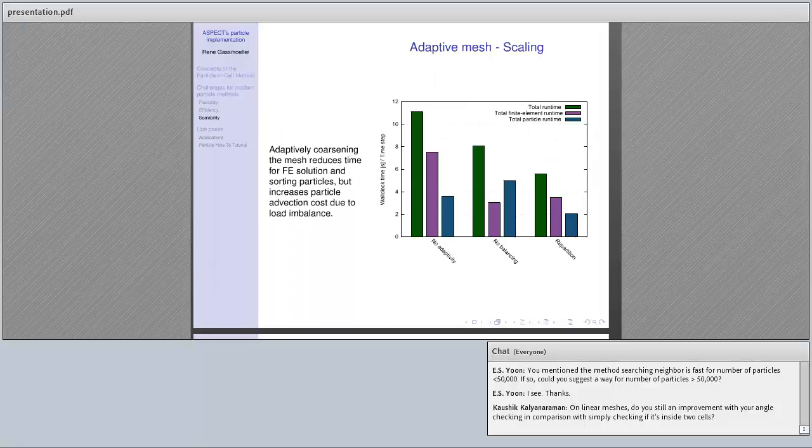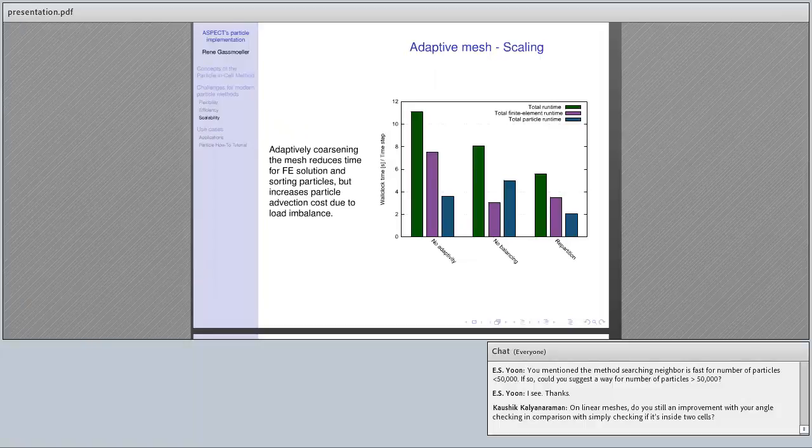Let me explain that a bit more. What happens if we use an adaptive mesh? In this plot, I plotted the total runtime of a certain model, which are the green columns for 3 different models, and separated that into the time spent in the finite element part and the time spent in the particle part, which are the magenta and the blue columns respectively.